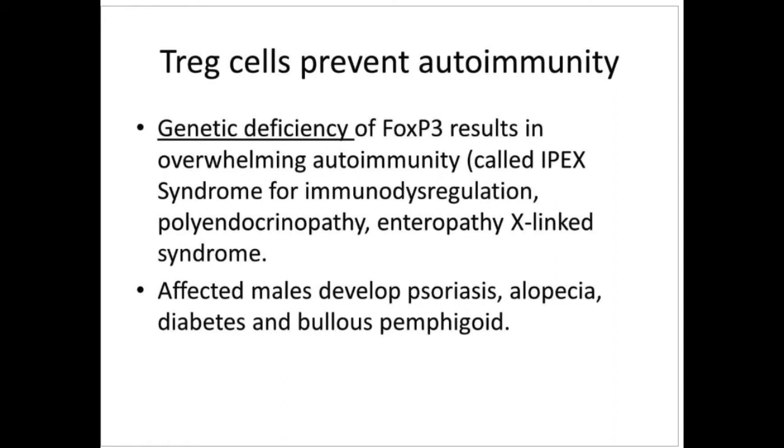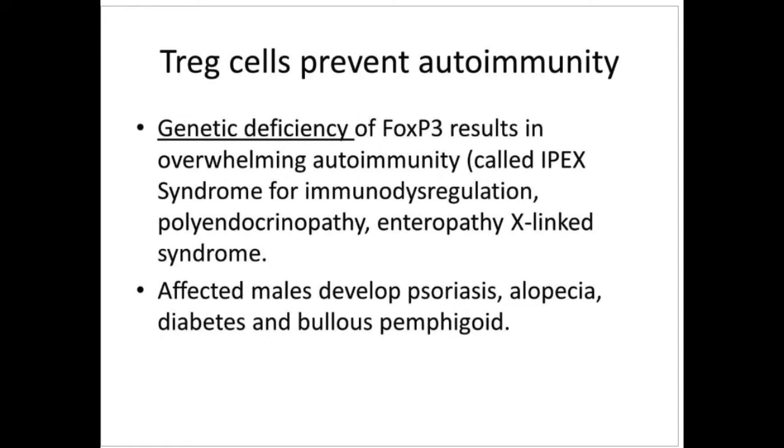Genetic deficiency of FOXP3, which is an important factor in making a T-reg cell, results in overwhelming autoimmunity. It's called the IPEX syndrome, which stands for immunodysregulation, polyendocrinopathy, enteropathy, X-linked syndrome, which is pretty devastating. It's X-linked, so of course it's only males. Affected males develop psoriasis, alopecia, diabetes, and bullous pemphigoid.